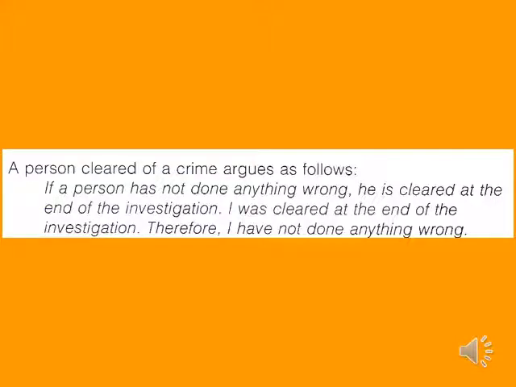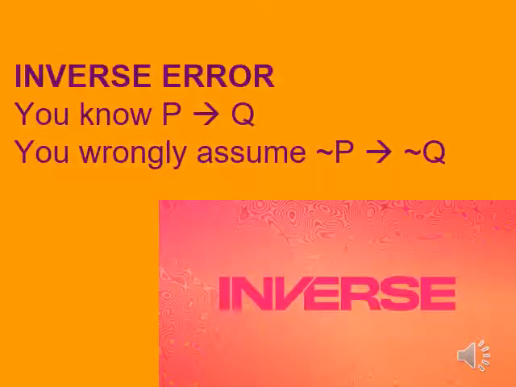It says, if a person has not done anything wrong, then he is cleared at the end of the investigation. I was cleared at the end of the investigation, therefore I have not done anything wrong. The problem with converse error is that you might have done something wrong, but it wasn't what they investigated. There's other things that could be involved as well, so you can't just turn it around and go backwards. That's converse error.